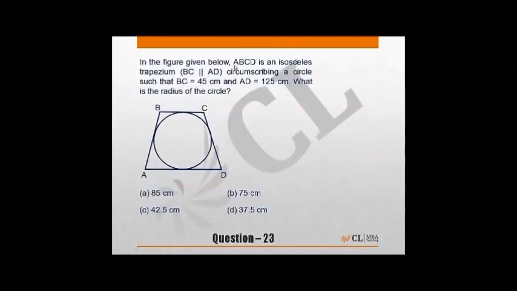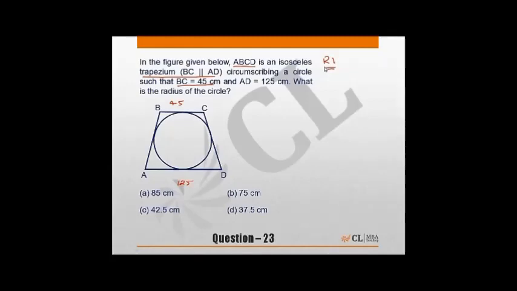Let's move to the next. In the figure given below, ABCD is an isosceles trapezium wherein BC is parallel to AD, circumscribing a circle such that BC is 45 centimeters, AD is 125 centimeters. What is the radius of the circle? Okay, round 1 question for me. Mensuration I am fairly comfortable with, so it will typically happen in round 1 for me.